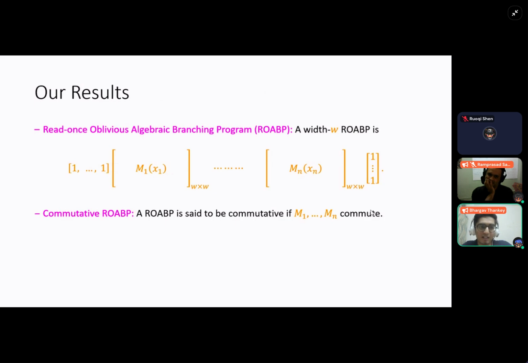Since our first result is about hitting sets for orbits of read-once oblivious algebraic branching programs, or ROABPs, let me define what these are. A width w ROABP is a product of a row vector, matrices M1 to Mn, and the all-ones column vector. The matrices M1 to Mn are w cross w matrices, and their entries are univariate polynomials in the variables x1 to xn respectively. An ROABP is said to be commutative if the matrices M1 to Mn commute.